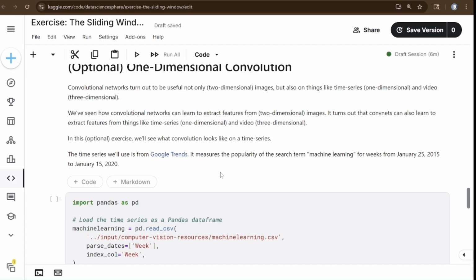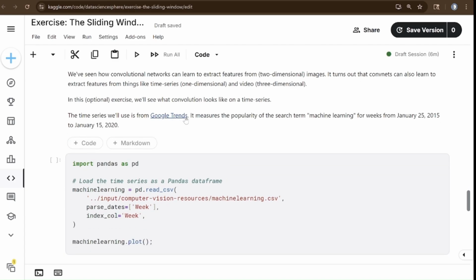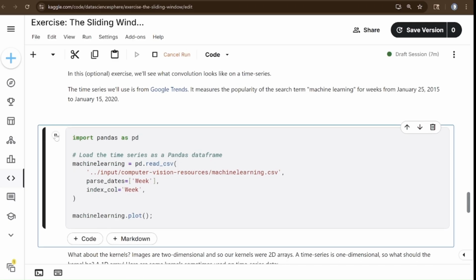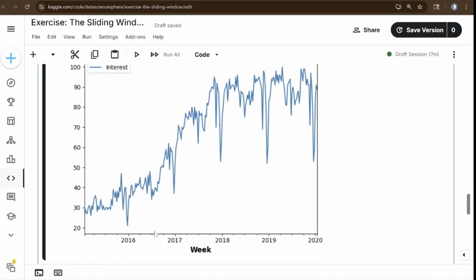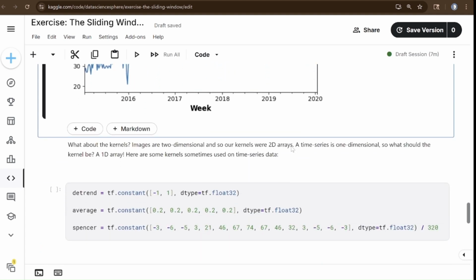So, let's do this. The time series we will use is from Google Trends. Okay. Now it measures the popularity of the search term machine learning from January 25, 2015 to January 25, 2020. Let's first run this. It has, see, 2016, 17, 18, 19, 20. Time series is one dimensional data.